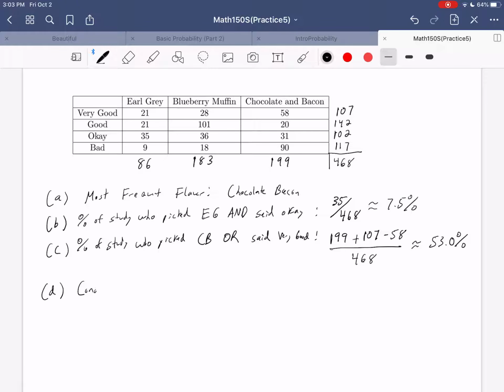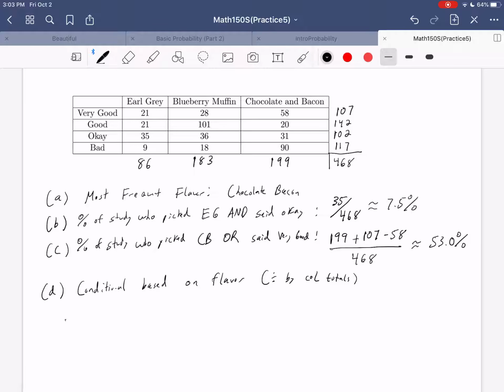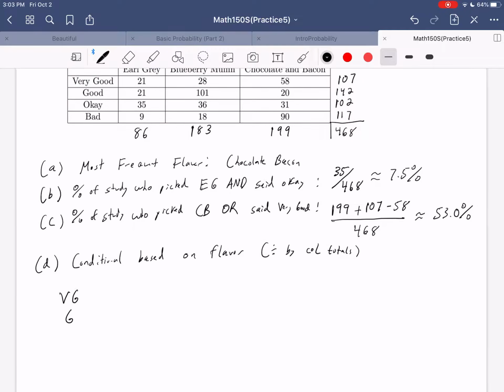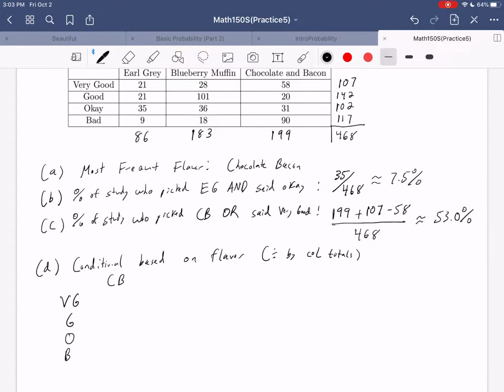So conditional based on flavor. Flavor was located in the columns, so we're going to go ahead and divide by the column totals. So we'll take each of these values and divide by their corresponding column total there. So we'll rewrite our table. I'll do some abbreviations. And we have very good, good, and bad. And then we have our chocolate bacon. Earl Grey was first. Earl Grey, our blueberry muffin, and our chocolate bacon there.